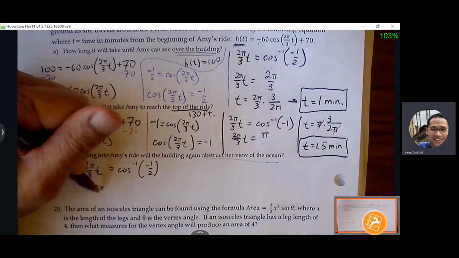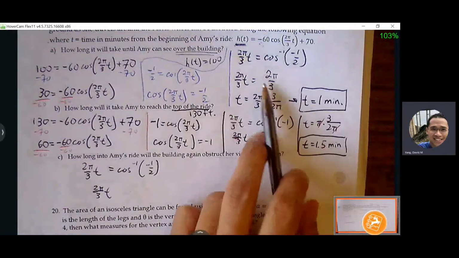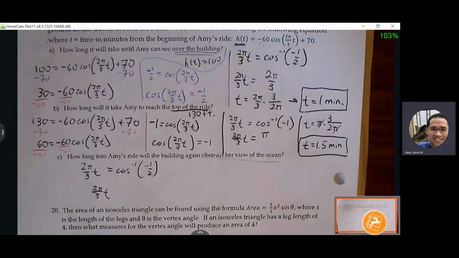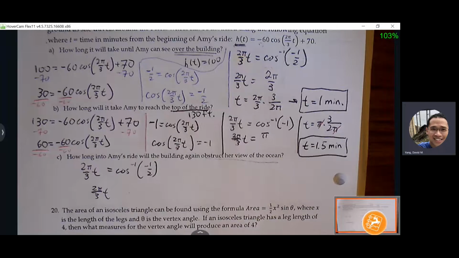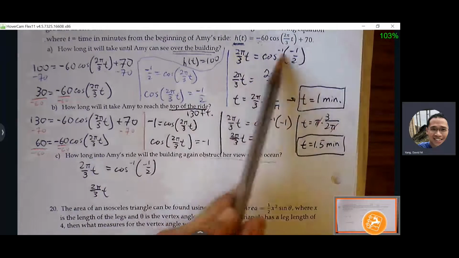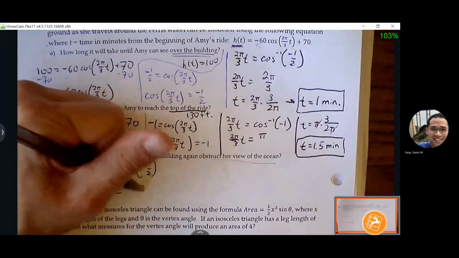So I'm not going to redo the entire problem. I'm just taking part A, understanding that the first time inverse cosine is going to be -1/2 is 2 pi over 3. But then the ride's going to come back down again. It's going to hit this value again at 4 pi over 3.